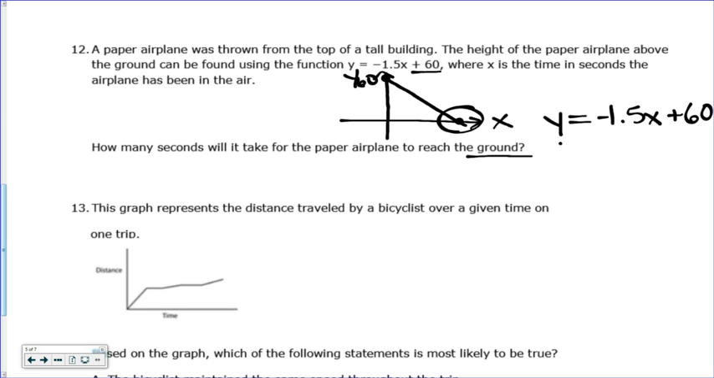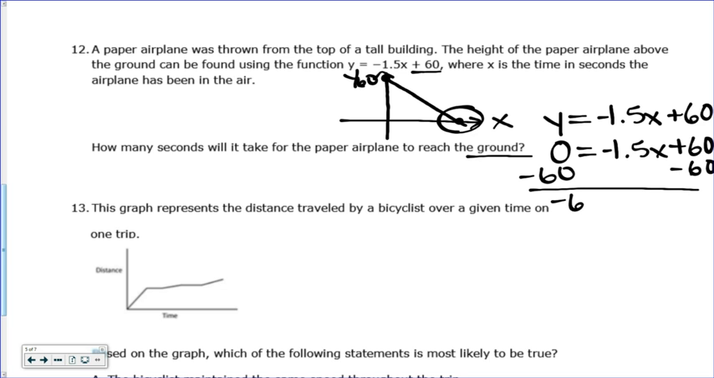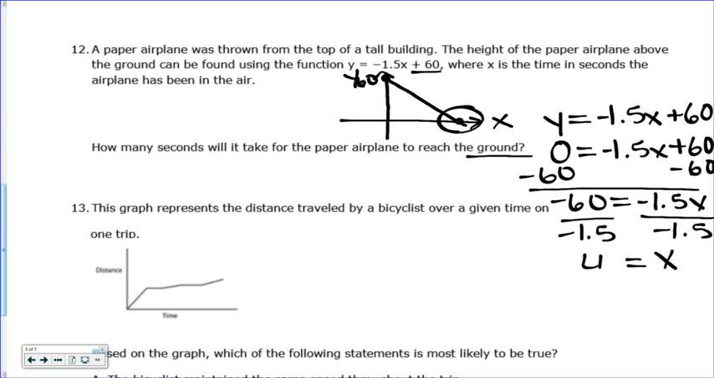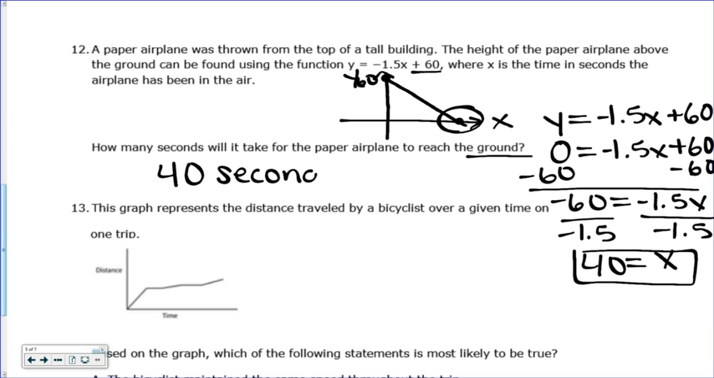So I'm going to plug in 0. I want my y to be 0 so that I know when the paper airplane hits the ground. So I'm going to solve this equation. I'm going to subtract 60 from both sides. And then divide both sides by -1.5. And x will equal 40. So it will take 40 seconds for that airplane to hit the ground.